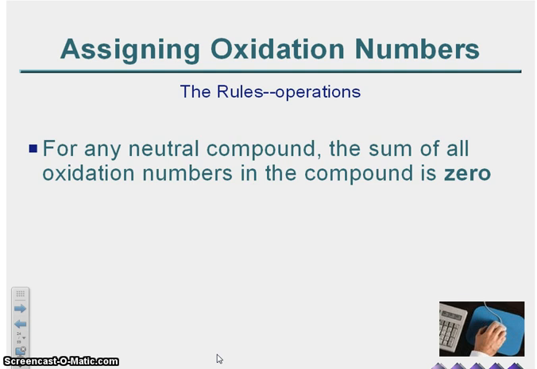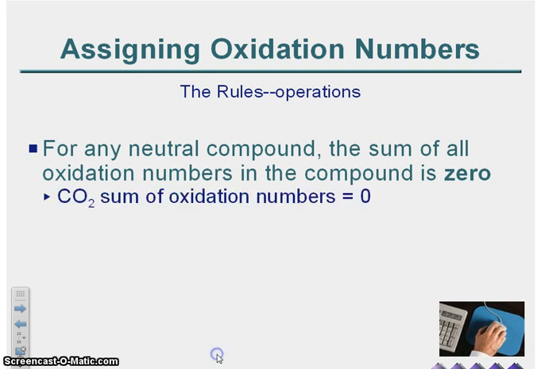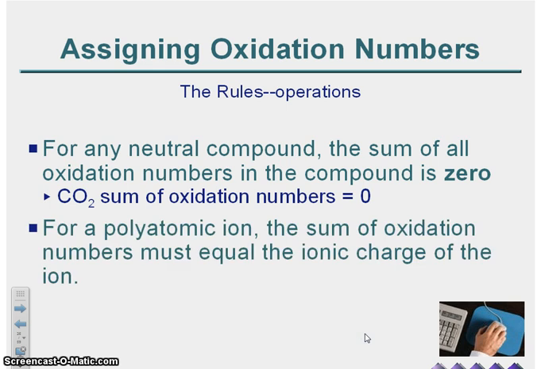For any neutral compound, the sum of all oxidation numbers in the compound is 0. So for carbon dioxide, if we add up the oxidation numbers for carbon and oxygen, they add up to 0. There's got to be equal pluses and minuses. For a polyatomic ion, the sum of the oxidation numbers is the same as the ionic charge on the ion.